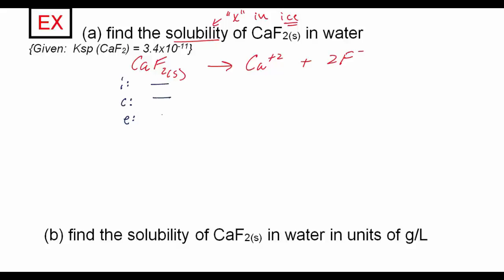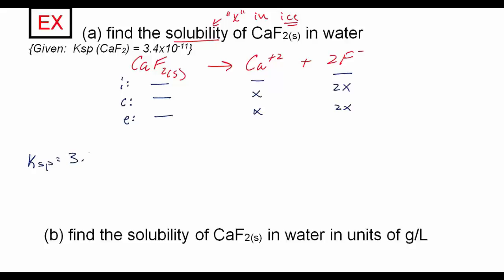Solid, remember, never shows up in Ksp expressions, so dashes all the way down. We don't have anything there initially, right? Because we're just dumping calcium fluoride in water. X and 2X, X and 2X, right? Positive for products.